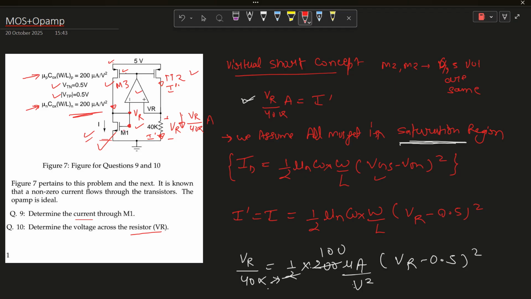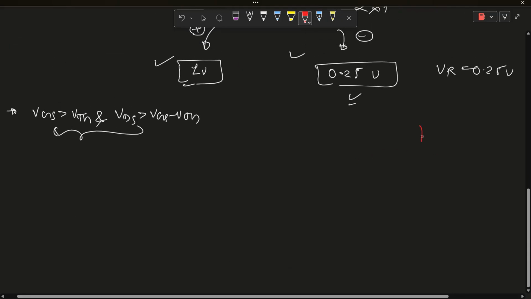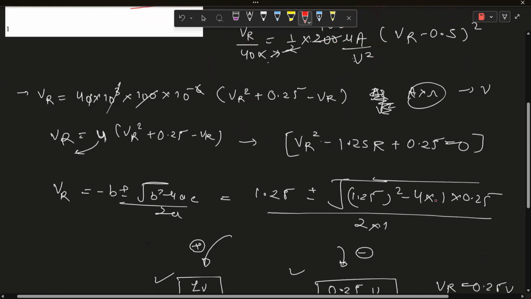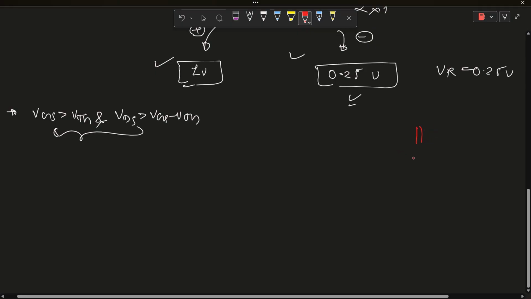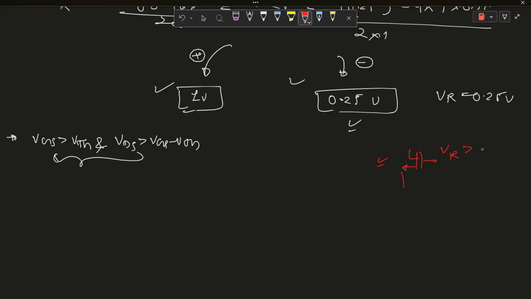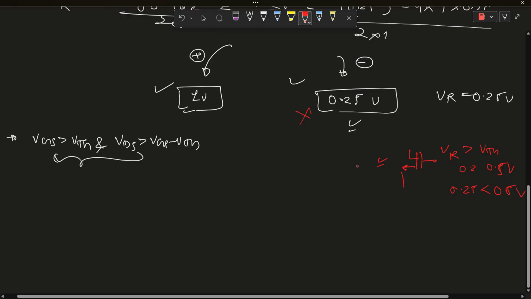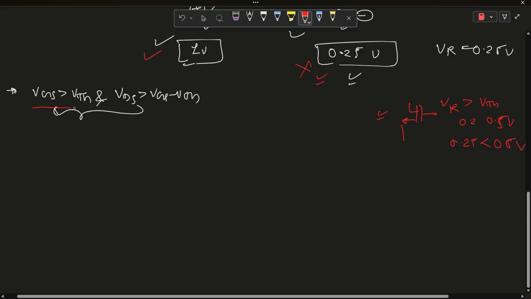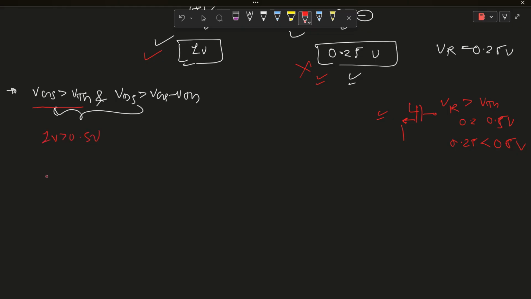This is the gate voltage for M1. This is VR, it's a gate voltage, and for saturation VR should be greater than VTH, and VTH is 0.5 volt. If we consider 0.25 volt, 0.25 volt is less than 0.5 volt. So we will not consider this, as it will lead to the triode region or cutoff region for the MOSFET. We will consider 1 volt, as it satisfies the VGS minus VTH condition, because 1 volt is greater than 0.5 volt.